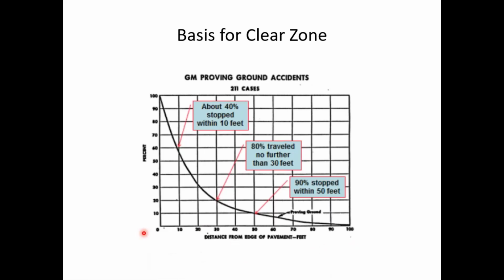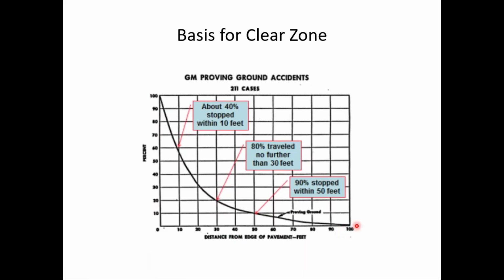Down here on the horizontal scale is distance from the edge of the pavement that the vehicle traveled when it went off the road. And this is the percentage here. And notice about 40% of the vehicles stopped within 10 feet after leaving the roadway. 80% traveled no more than 30 feet, and 90% stopped within 50 feet. But some vehicles went as far as 100 feet, or probably more, off the roadway.